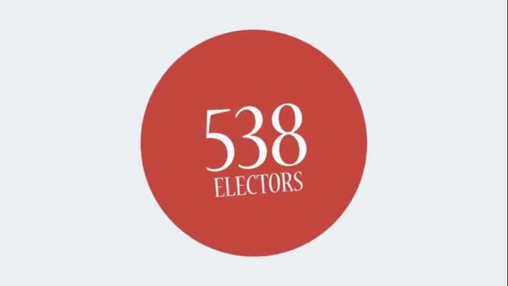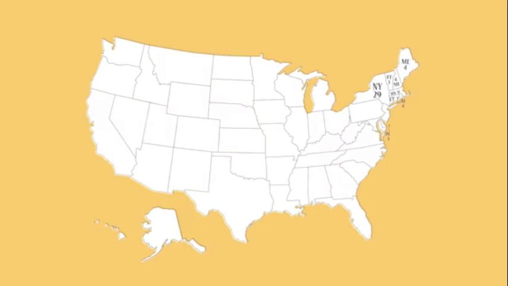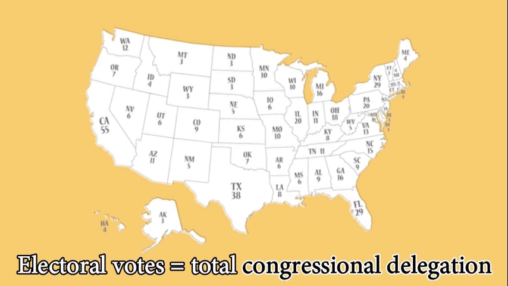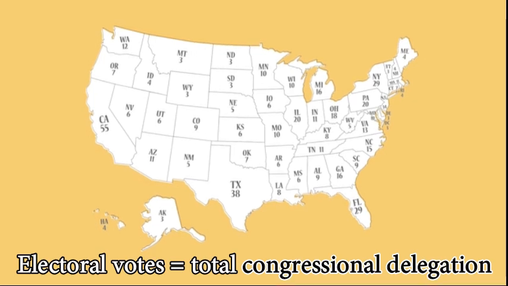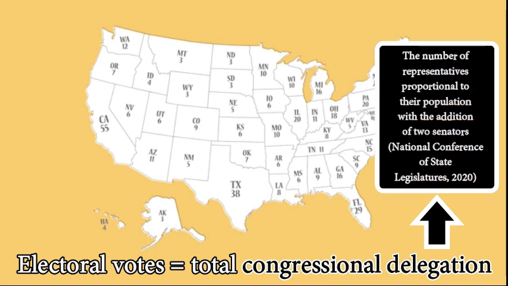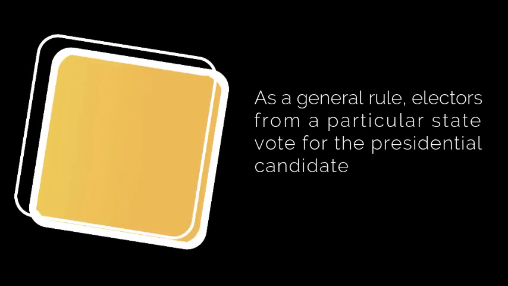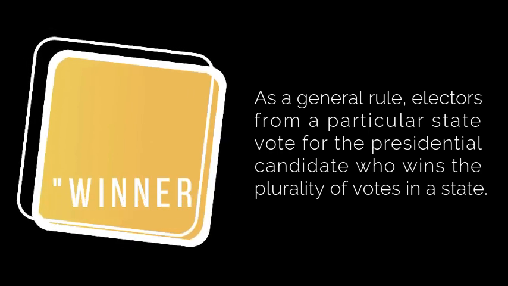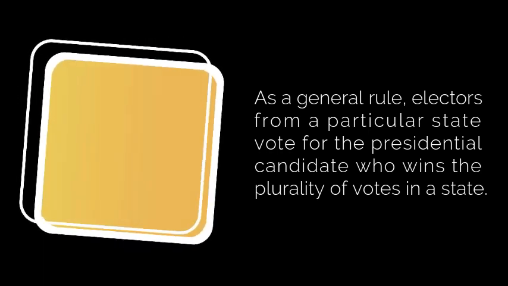The Electoral College has a total of 538 electors. Each of the 50 states, including the District of Columbia, have a number of electoral votes equal to the combined total of its congressional delegation, which is described as the number of representatives proportional to their population with the addition of 2 senators. As a general rule, electors from a particular state vote for the presidential candidate who wins the plurality of votes in a state. To simplify, it follows a winner-takes-all system.